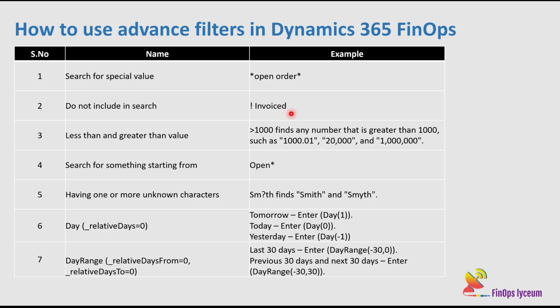If you want to not include something in your search, you can use the exclamation mark and then type the thing which you do not want to include. I will give you some examples. In today's session, we will discuss these seven common filters and we will apply them using the advanced filter option available on most of the Dynamics forms.